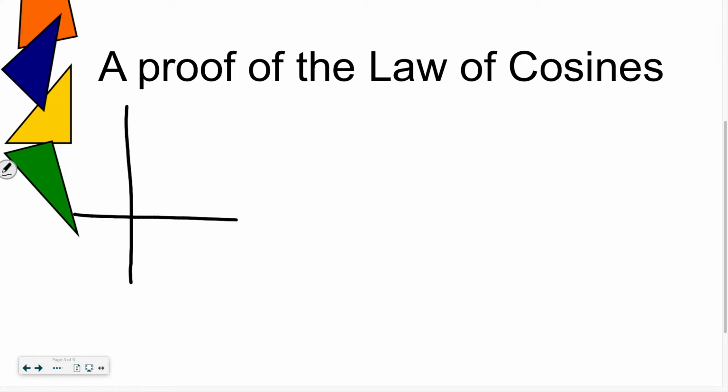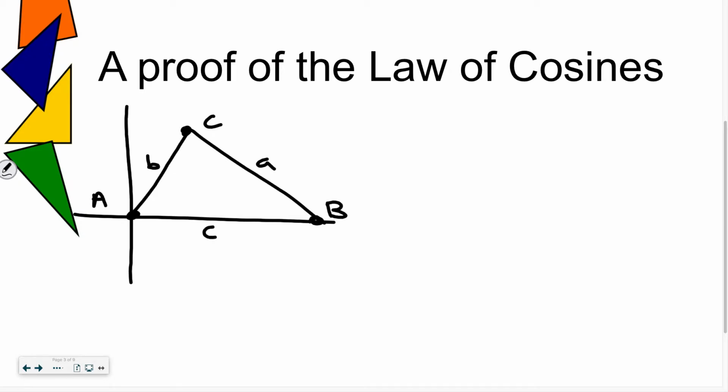So I'm going to start by drawing a triangle on the coordinate plane. And I'm going to label its coordinates A, B, and C. And then I'm going to label its sides a, c, b accordingly. Okay. Now, in order for me to do a proof that involves coordinates, I need to know what the coordinates of those vertex points are.